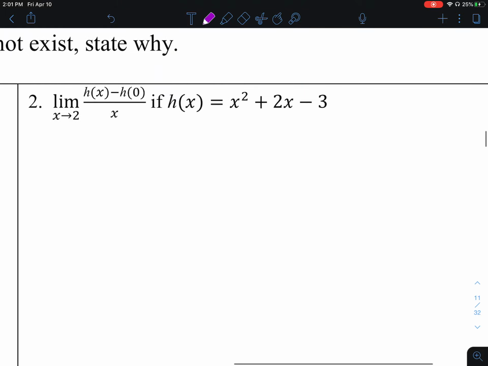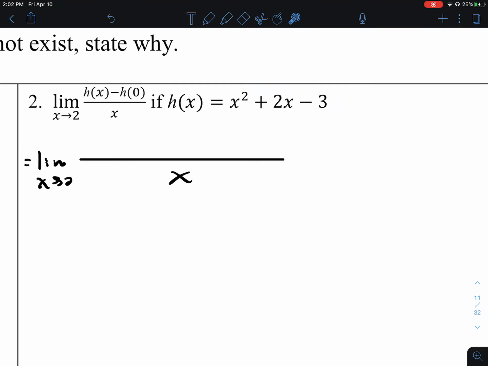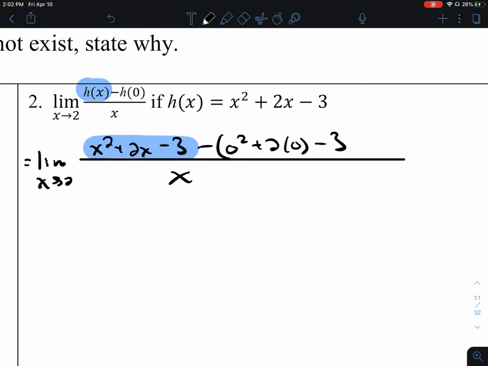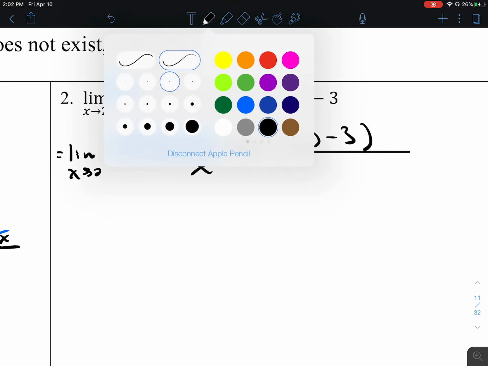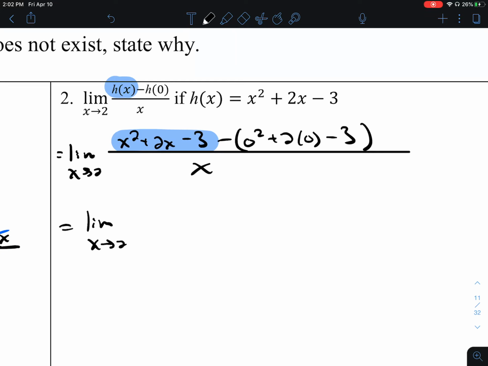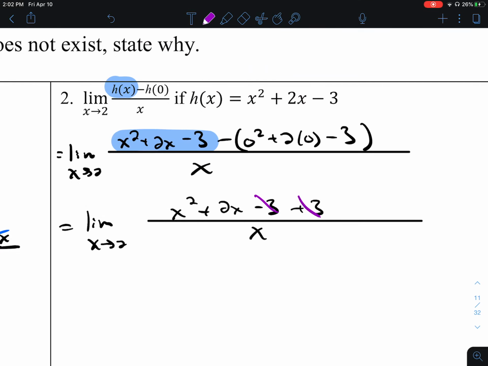Number 2, we have this limit as x approaches 2. Now we are supposed to take the original function, h of x, put that at the beginning, and we're supposed to subtract from that the original function evaluated at 0. That's going to be 0 squared plus 2 times 0 minus 3. If we simplify this, we're going to get the limit as x approaches 2, x squared plus 2x minus 3 plus 3, because this is 0 plus 0 minus 3. A minus minus 3 is a plus 3. 3's cancel.